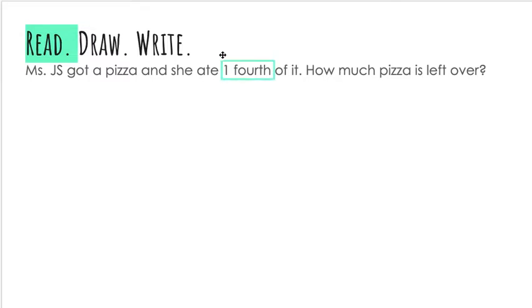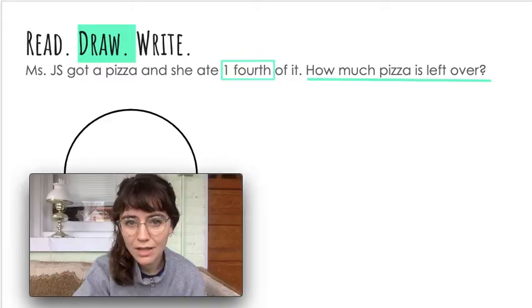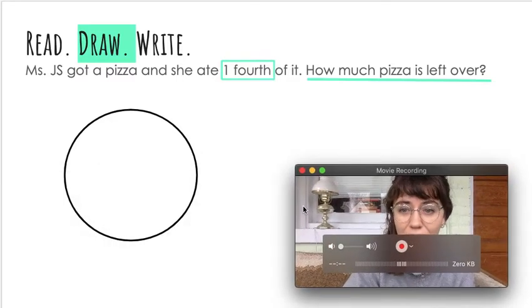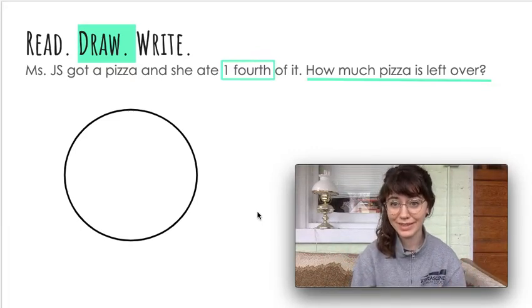I boxed 1/4 because that tells me exactly how much pizza she ate. We want to find out how much pizza is left over. So she started off with one whole pizza, she ate 1/4, and then how much pizza is left over? To start off, get your pencil ready and draw a circle to represent that pizza. That circle is going to represent the whole pizza that Miss Jackson Smith started with.